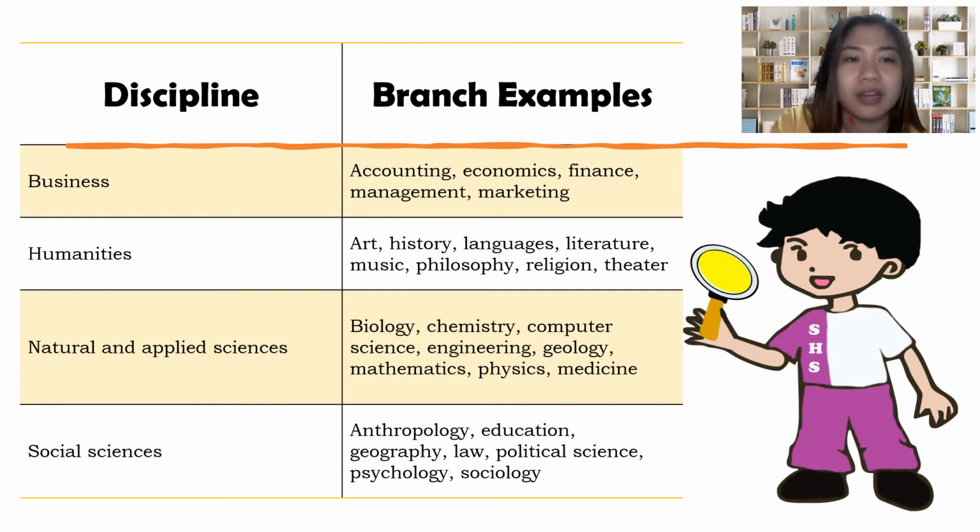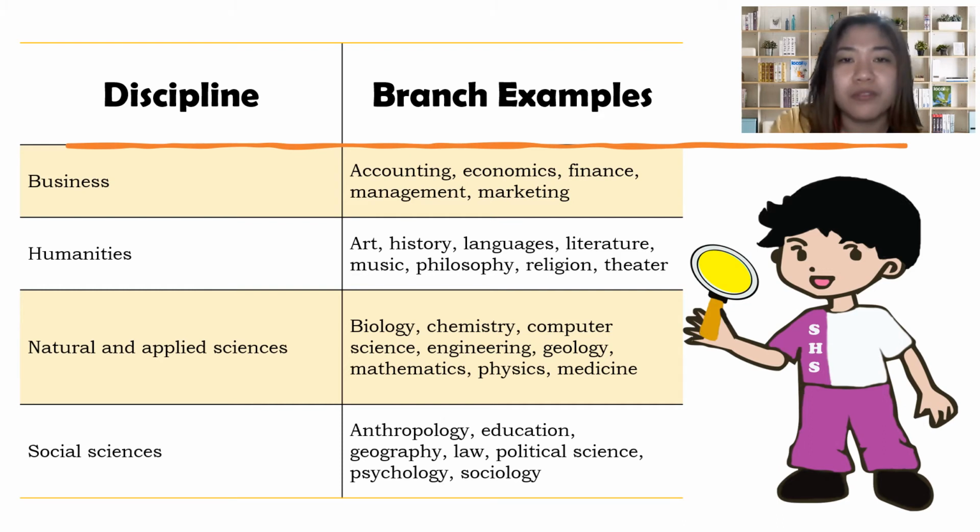Okay, so we have the discipline about business, humanities, natural and applied sciences, social sciences. So if you're taking an ABM strand, your discipline is business. If you're taking HUMSS, your discipline is humanities. Natural science and applied sciences is for STEM. Then social sciences are for those who have the strand of GAS.